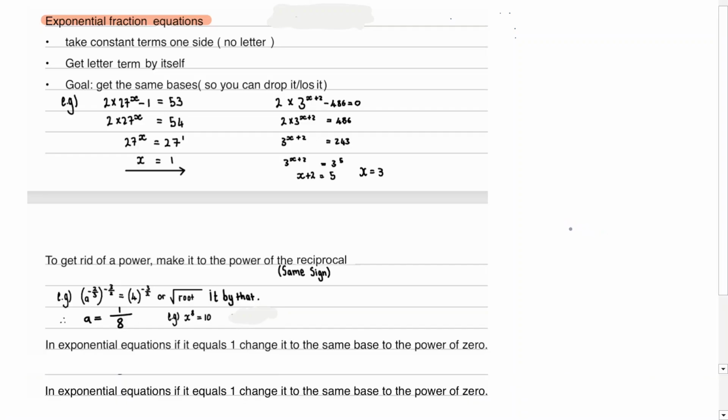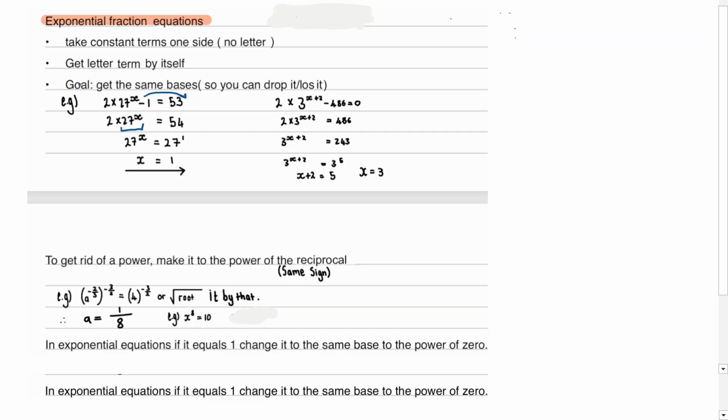In this video, I'll give you an introduction to exponential equations. The three steps that you want to start with is to take the constant terms to one side, the terms that don't have a letter. In this example here, I would just take the 1 across. Try to get the term that has the variable, that has the letter, by itself. I want to try and isolate just the 27 to the x in this case.